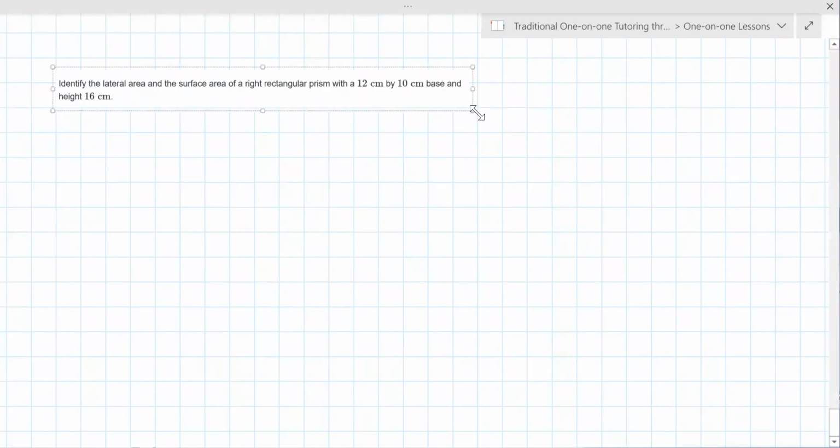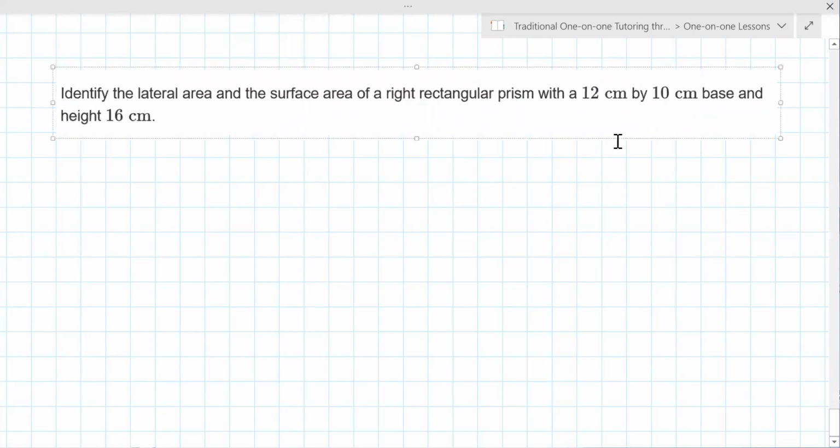All right, so it looks like we just have 4 questions left, and they're all lateral area and surface area, so they're potentially pretty long, depending on if we have to find both.